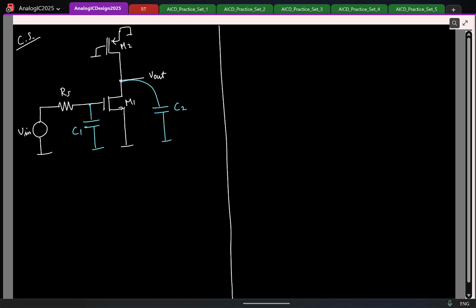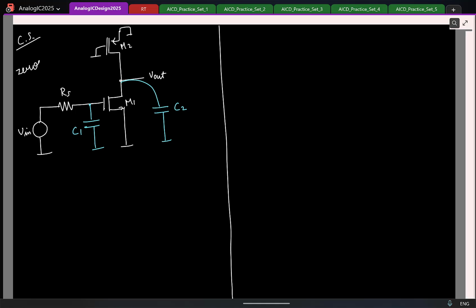So now let's find the zero locations. So how many zeros do I have in the circuit? How will you find it? Let us say I short C2 to ground. What happens to the output? So there is no zero here. If I short C1 to ground, what is the output? I mean, I short the gate to ground. VGS of the transistor is 0. No current flows through M1. What will be the output? 0. So which means how many zeros do I have here? 0 zeros. Perfect.